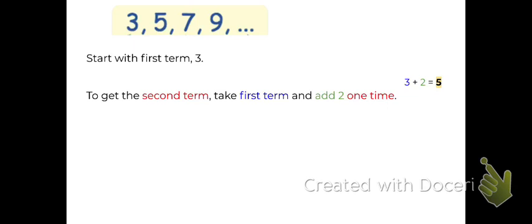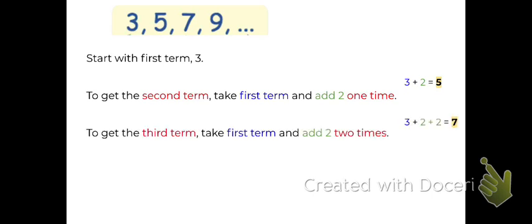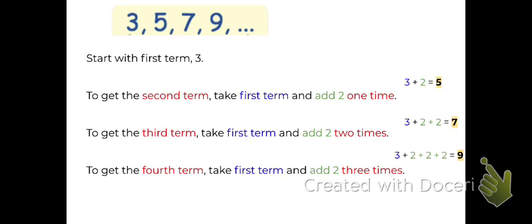Like here, notice, to find the second term, I take the first term and I'm adding that common difference, that 2, 1 time. To find the third term, I can take the first term and I add the 2 2 times. To find the fourth term, I take the first term and I add 2 3 times. You notice what I'm doing?